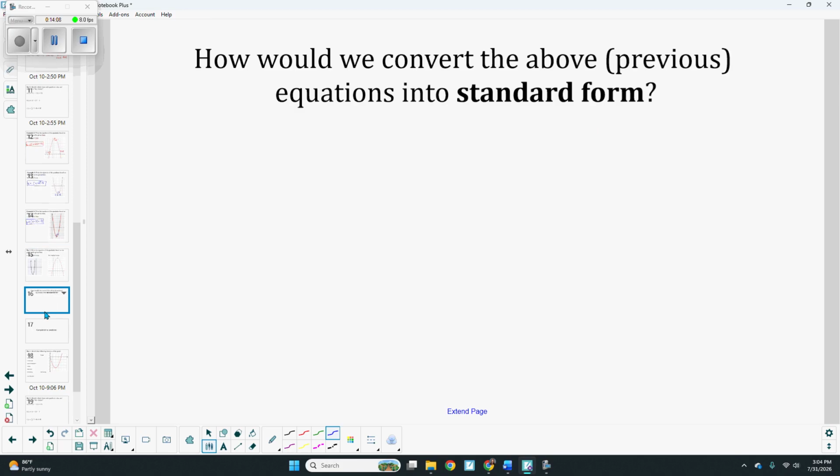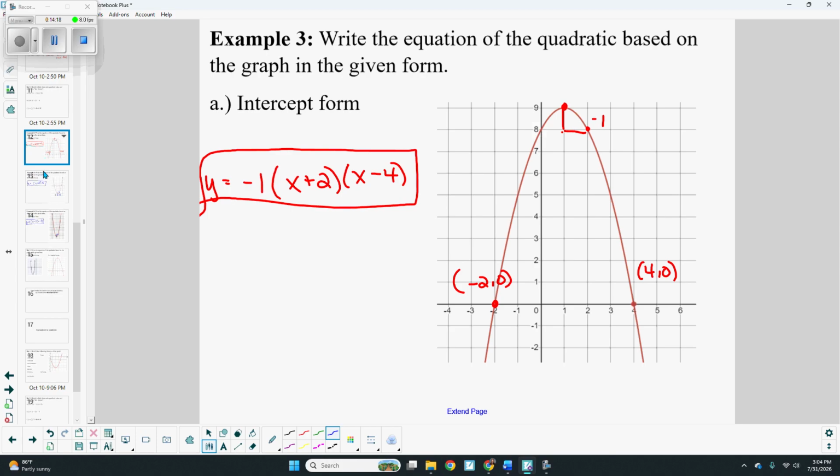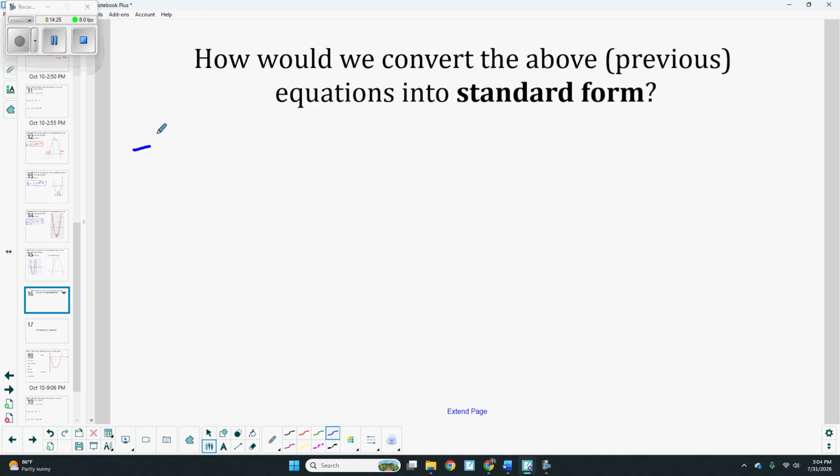So what if we wanted to convert those two equations into standard form? So I'm going to take the previous ones that we did. So example 3, I have -1 times x plus 2 times x minus 4. So if I wanted to get this into standard form, I would worry about multiplying these two by each other first. I'm going to save the -1 for last.